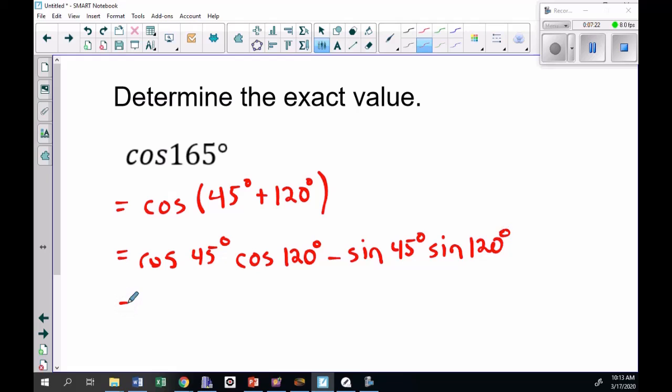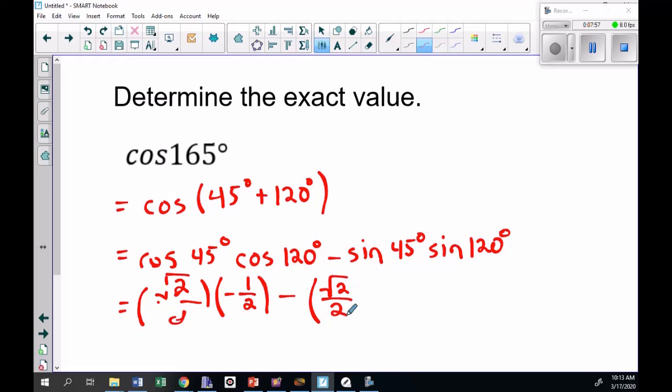So again, from the unit circle, 45 degrees, cosine is equal to square root of 2 over 2. Oh, sorry, it's not working. This video may just abruptly end. Oh, maybe not. Then cos 120 degrees is negative 1/2. And then a subtraction. Sine 45 degrees is square root 2 over 2. And all of this, again, is coming from the unit circle. And then sine 120 degrees is square root 3 over 2.